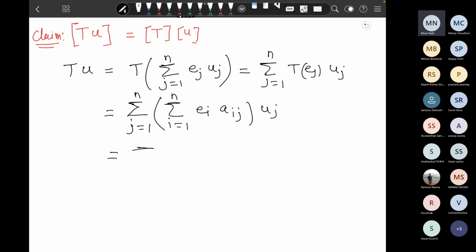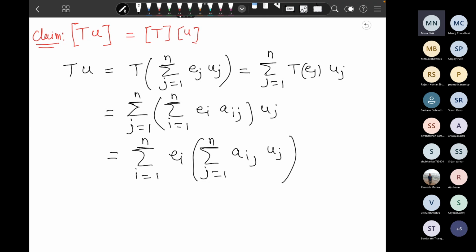Now I interchange the sums. So I will get the sum over i from 1 to n of e_i times the sum over j from 1 to n of a_ij u_j. Now look at this very carefully. That precisely says that this is the matrix representation of T applied to the column representation of u.